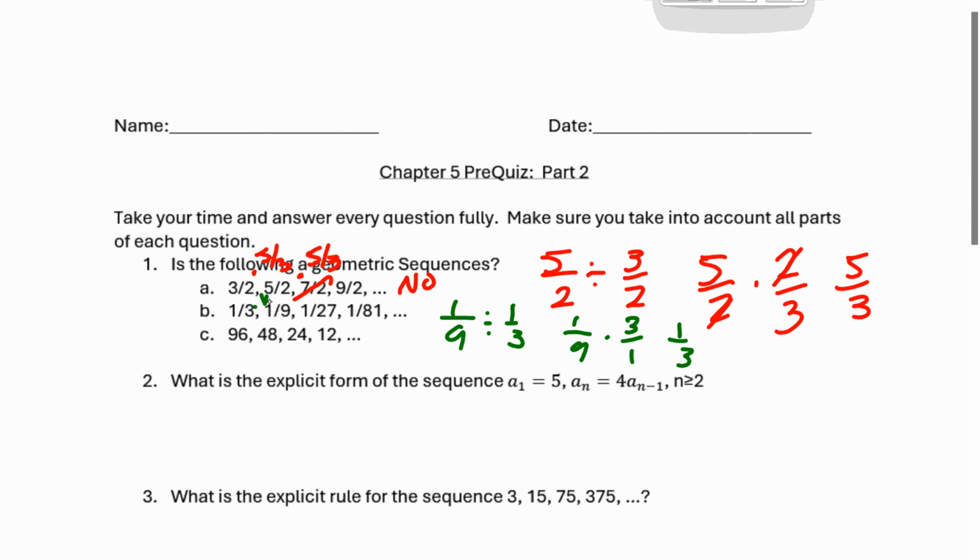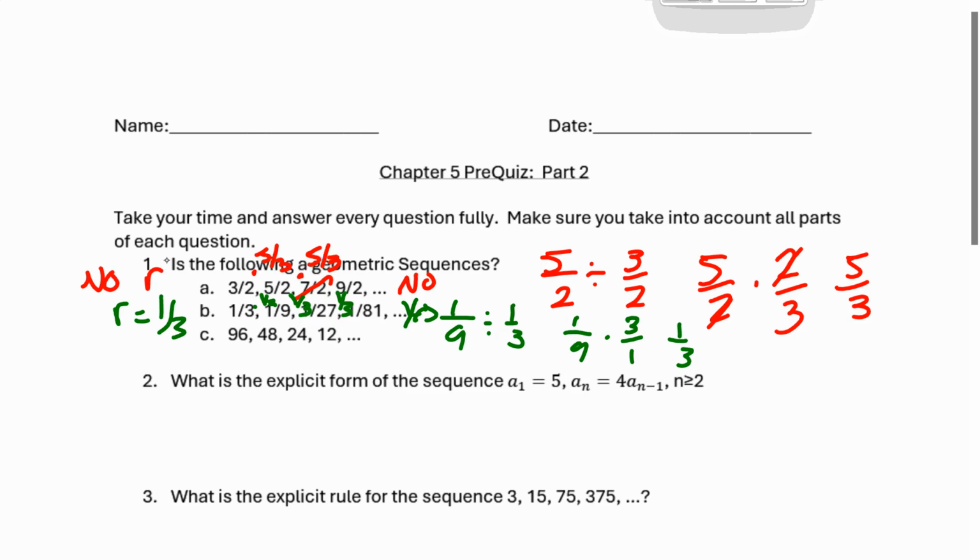So times by 1/3, I get 1/9. Times by 1/3, I get 1/27. Times by 1/3, I get 1/81. So this was a yes, because the common ratio is 1/3. Where this one, there was no common ratio throughout.